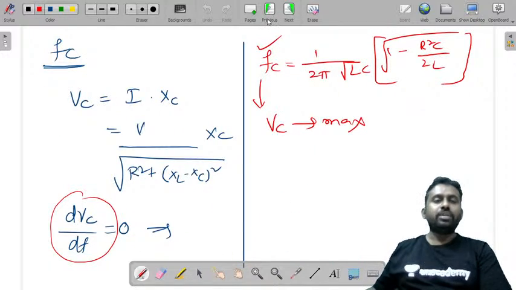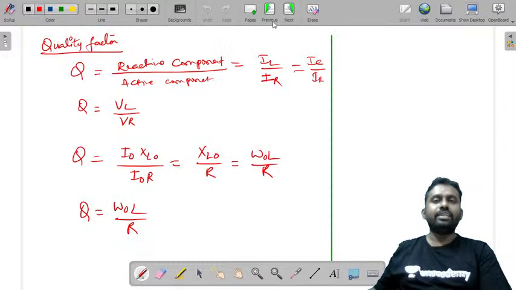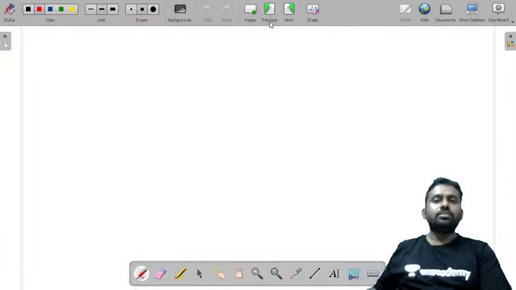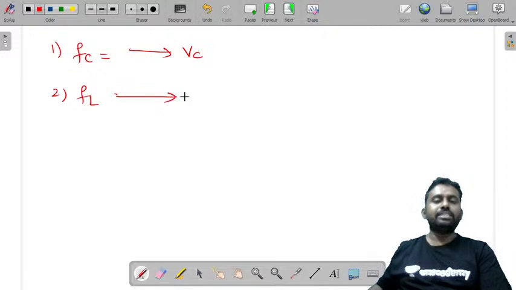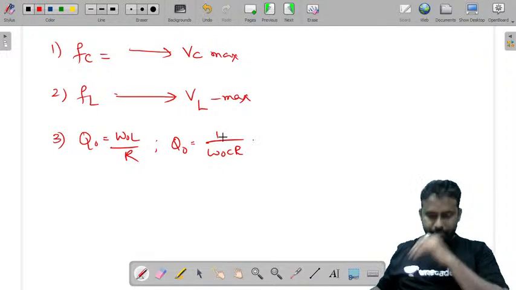So we have also defined quality factor. Let me write what we have done till now. We have found what is frequency FC and what is FL. It is the frequency at which voltage across the capacitor is maximum, and the frequency at which voltage across the inductor is maximum. And we have found what is quality factor. It is omega naught L by R, and Q naught is equal to 1 by omega naught CR.